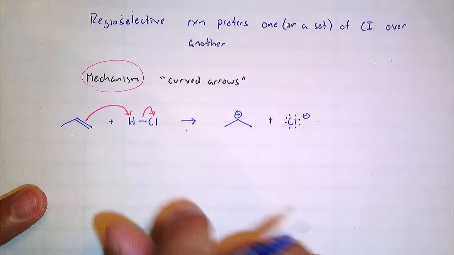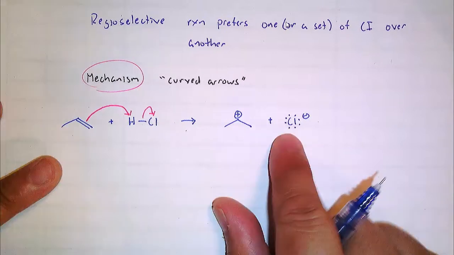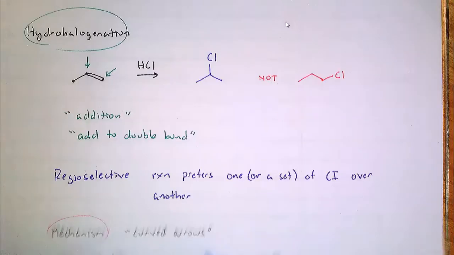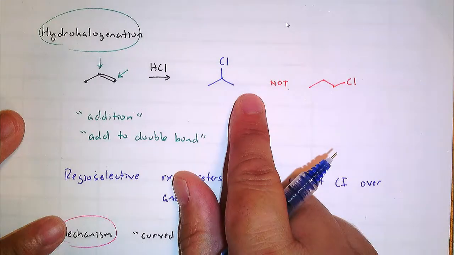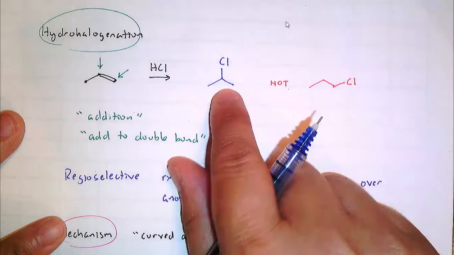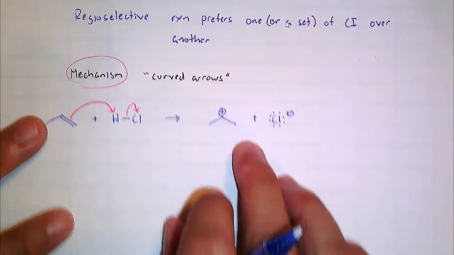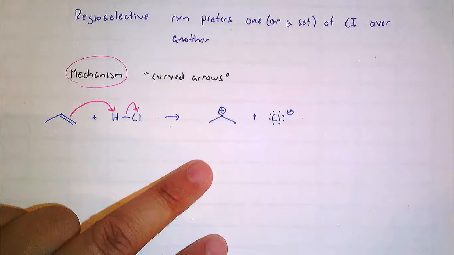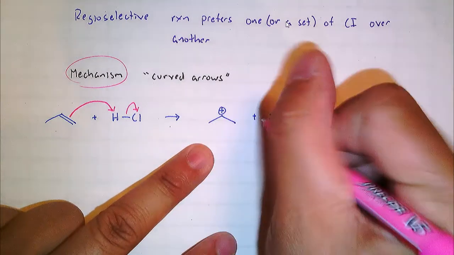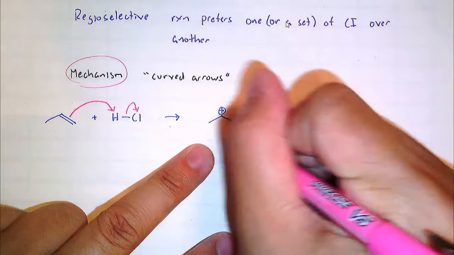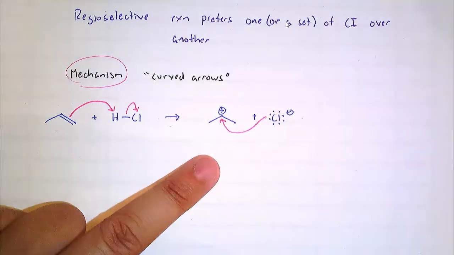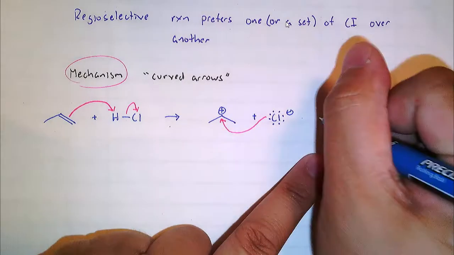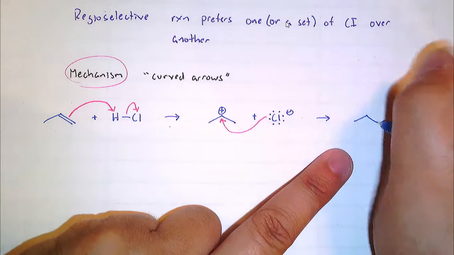Okay. Now, is this going to be the final product? No, we don't see chloride ion anywhere. This is the main organic product, but in the middle of the reaction, during its mechanism, you do form chloride. And then what happens? Chloride comes back and attaches to the carbon. And that's it. That is our mechanism.